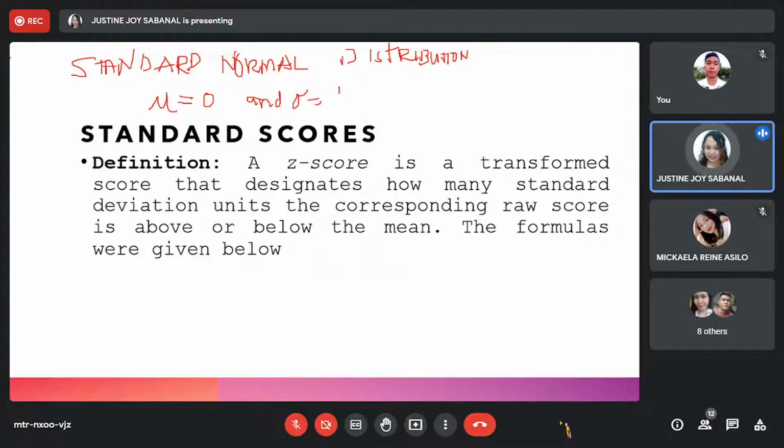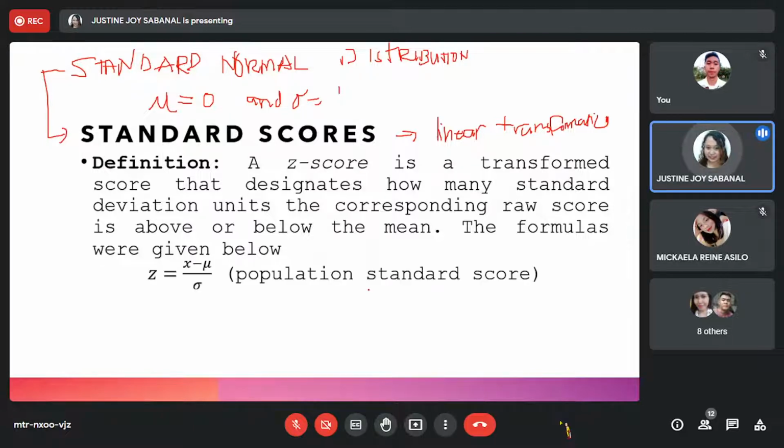So ngayon, dahil sa ganitong klase ng konsepto, nagkaroon po tayo ng concept of the standard score. So ito po ay tinatawag or kinikilala rin as a linear transformation of a certain distribution. Kasi kino-convert natin yung mga raw scores po into z-scores. Kaya siya linear transformation. So a z-score is a transform score that designates how many standard deviation units the corresponding raw score is above or below the mean. So the formulas were given below.